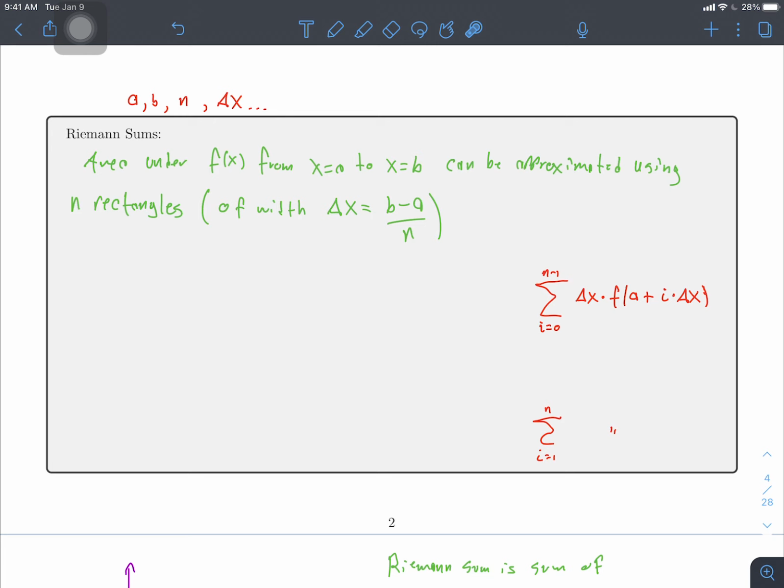Okay, so a little bit of notation here. The A and the B are always the leftmost point at which we start counting area, and the B is the rightmost point at which we stop counting area. The N is the number of rectangles we are going to use, so N for number. And the delta x is a change in x.